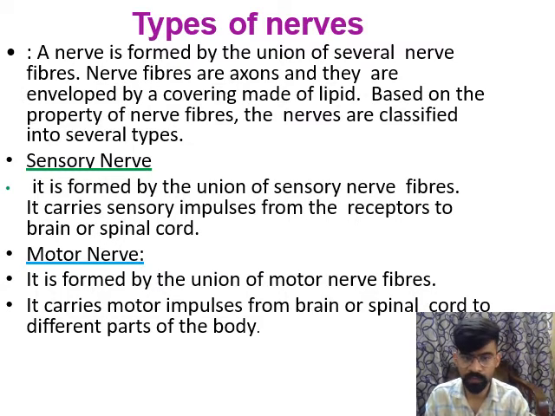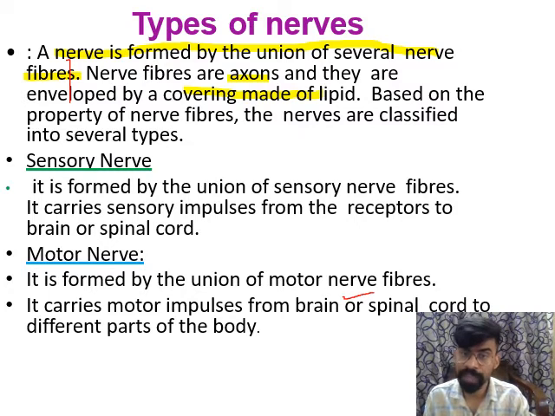What is a nerve? A nerve is formed by the union of several nerve fibers. Several nerve fibers combine to form a nerve, and the nerve fibers contain axons, and they are enveloped by the covering made up of lipid, already discussed in the second slide.